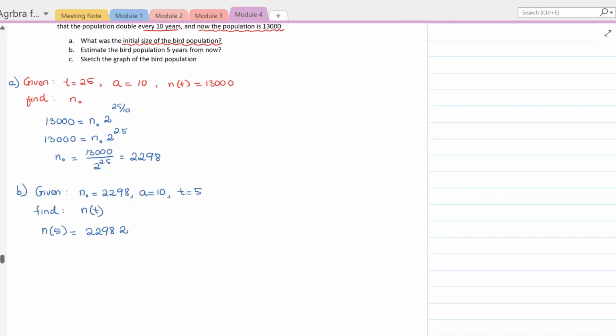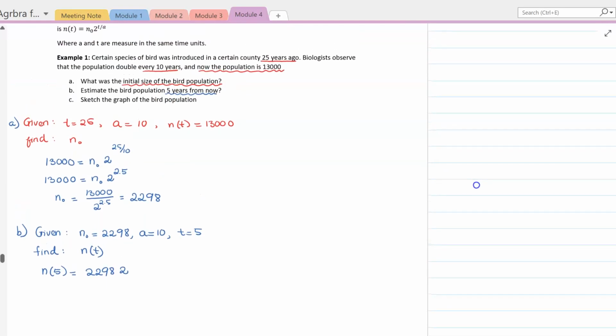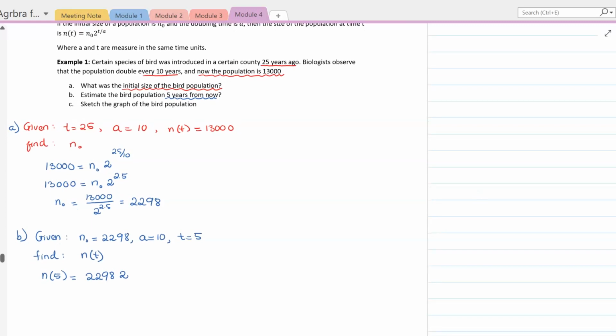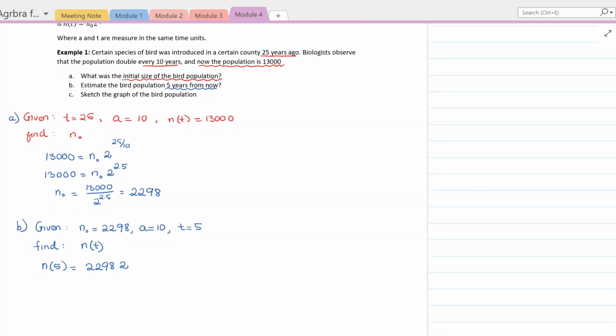So look, it is 5 years from now. Well, now was 25 years ago to start with. So actually the t given here is t equals 30. That is the 30th year from the time the bird was introduced to the island. So we're actually looking for n of 30.